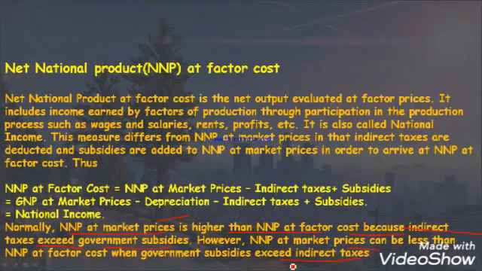So we need to remember, whenever taxes exceed subsidies, NNP at market price will be higher. But when will NNP at factor cost be higher? When subsidies exceed indirect taxes. I hope you got the point.